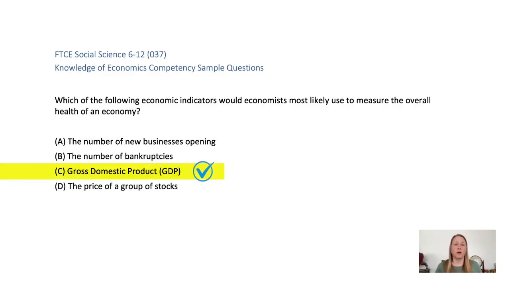Gross domestic product, or GDP. GDP represents the total value of all goods and services produced over a specific time period within a country's borders. It is a comprehensive measure that is often used to gauge a nation's overall economic activity and health.